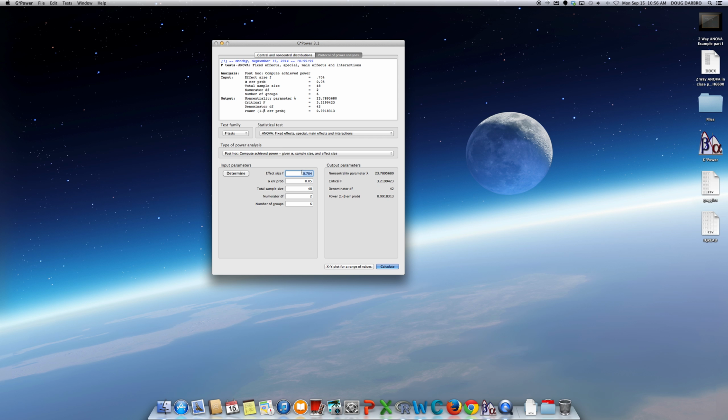Let me write this down because I'm going to show you how to write this stuff up. So we have a 0.99 power for the interaction. For the alcohol, we have 0.914. The error probability, total sample size is still 48. For alcohol, it's still going to be 2. The number of groups, we're going to have 3. So I'm looking at the main effects now, and I'm looking for alcohol. And again, we have extremely high power.